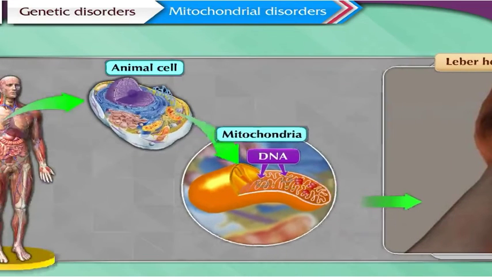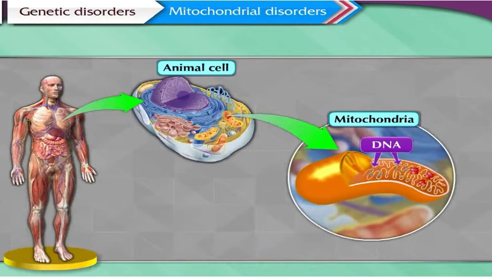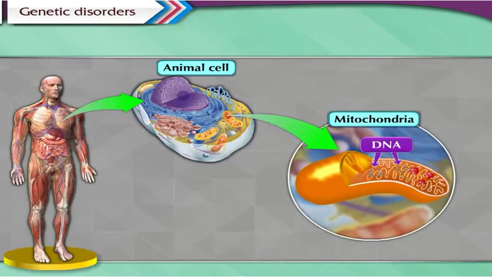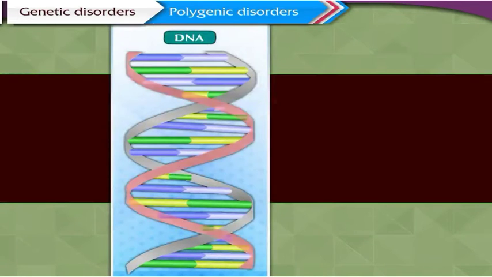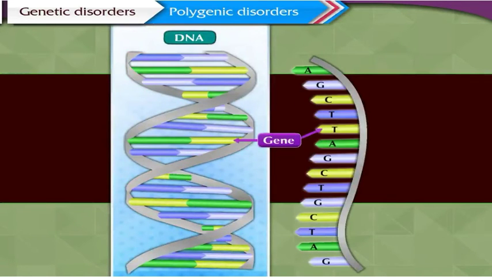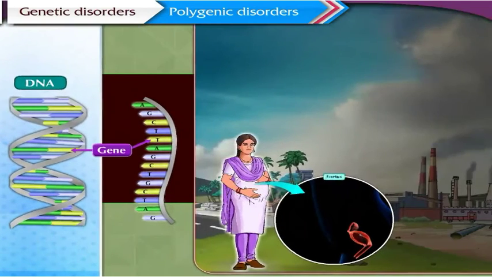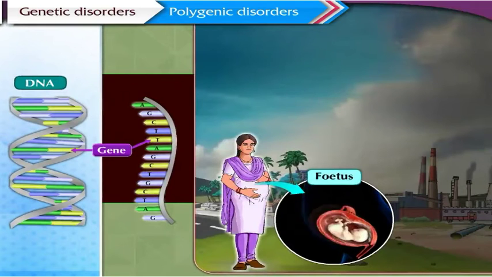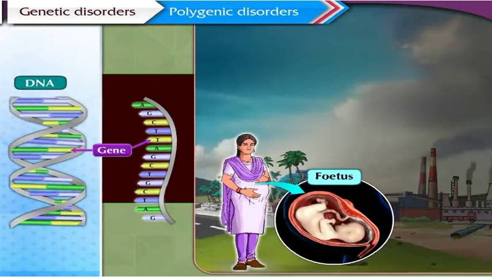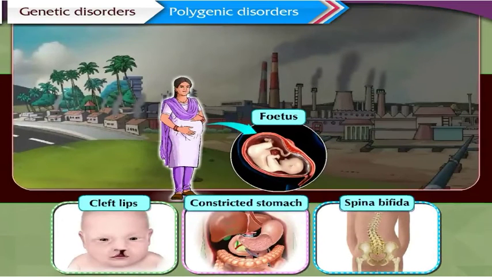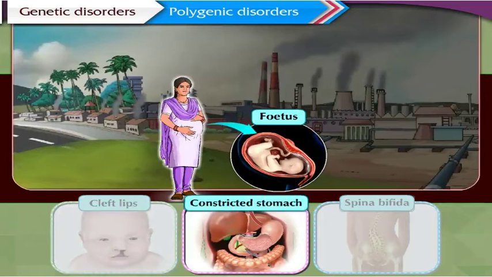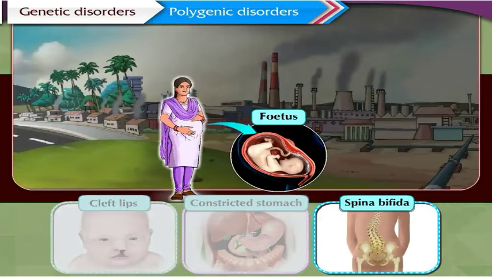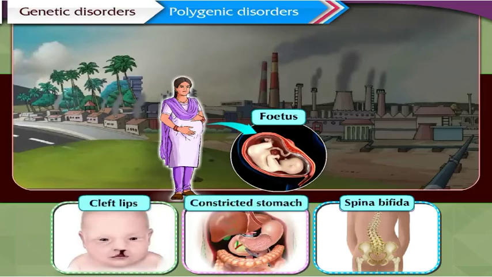After understanding about mitochondrial disorders, let us now know about polygenic disorders. Sometimes mutation occurs in more than one gene, which results in certain disorders. In most of these disorders, the severity increases due to the effects of surrounding environmental factors on the fetus. Cleft lips, cleft palate, constricted stomach, spina bifida, that is, a defect of the spinal cord, etc. are common examples of such disorders.